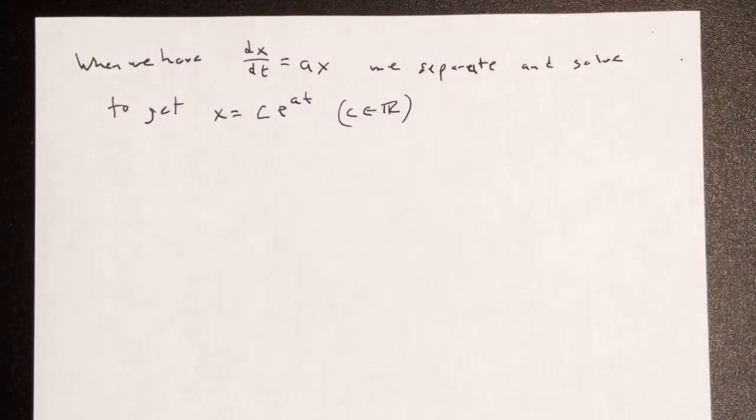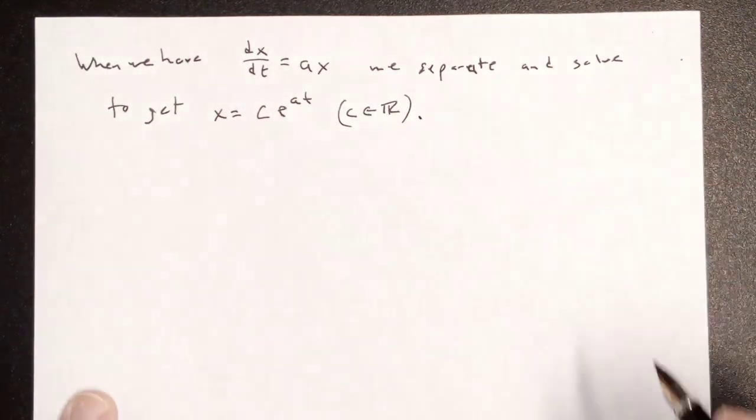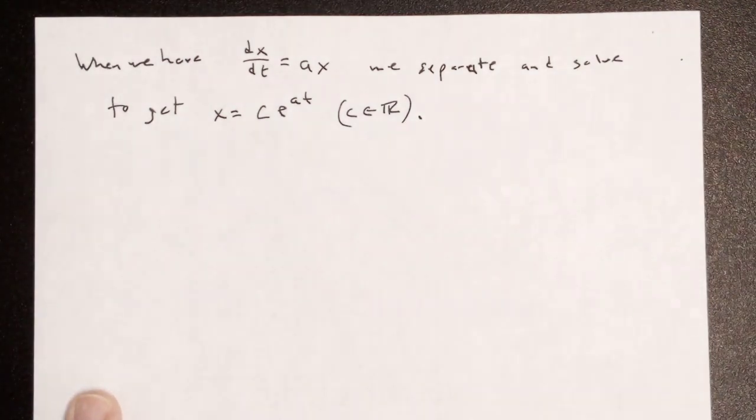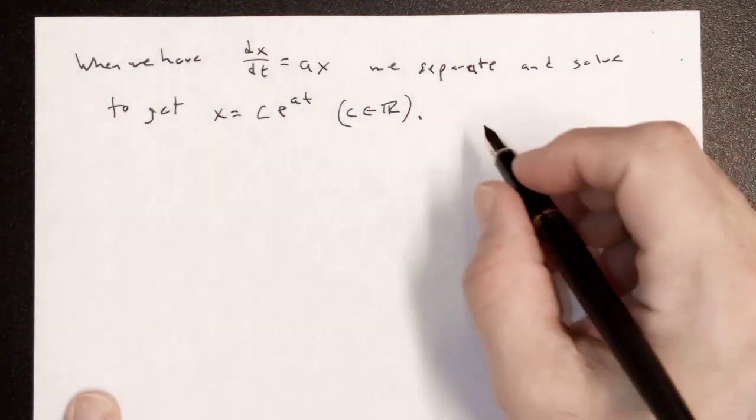I'm going back to separable equations. So the beginning of chapter 2 is a reminder. When I had the derivative of x equals a number times x, I could separate, integrate, solve, and I got an exponential equation. I remember doing this. It wasn't particularly ugly. It was a nice, straightforward process.